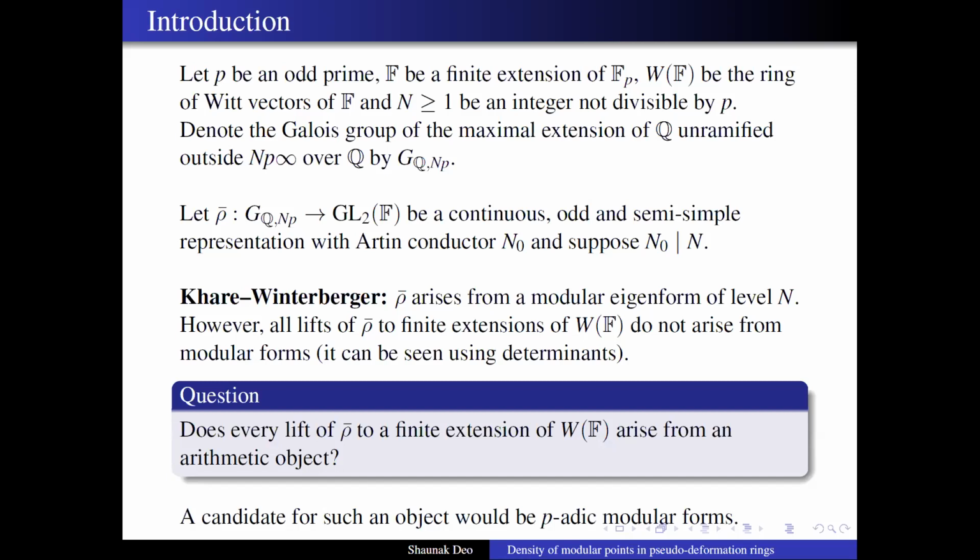A natural candidate for such an arithmetic object is the p-adic modular forms, which are, quote unquote, p-adic limits of classical modular forms. Because they would give rise to Galois representations, and it is reasonable to expect that they would account for all the lifts of rho bar to finite extensions of W(F). So a natural way to approach such questions is via deformation theory.